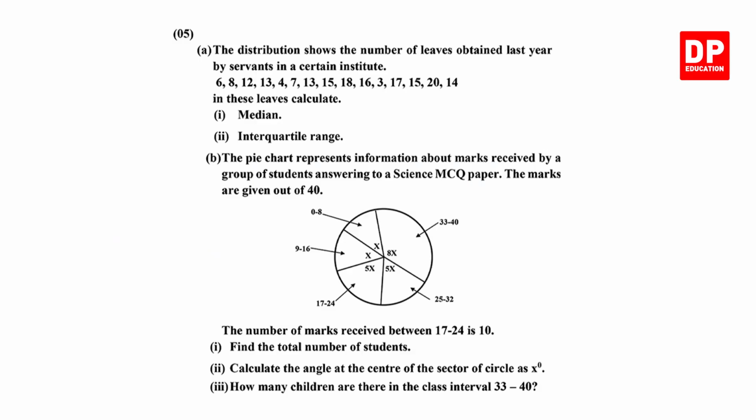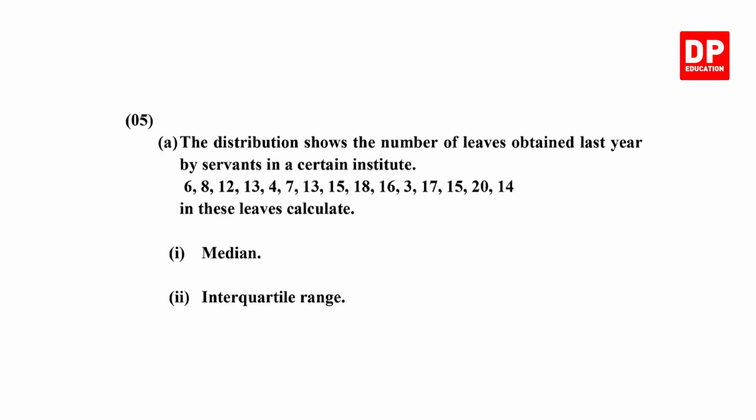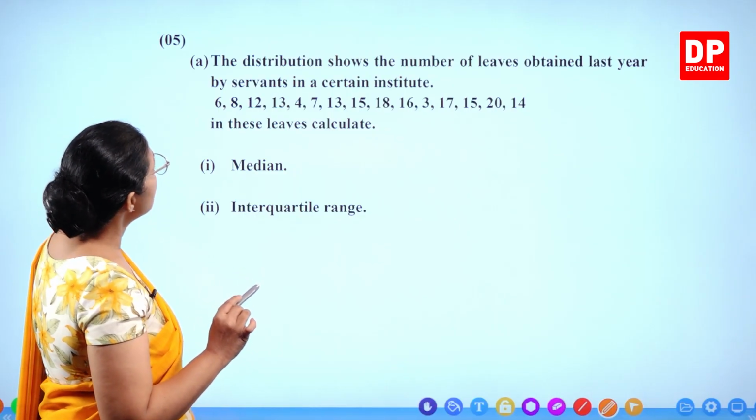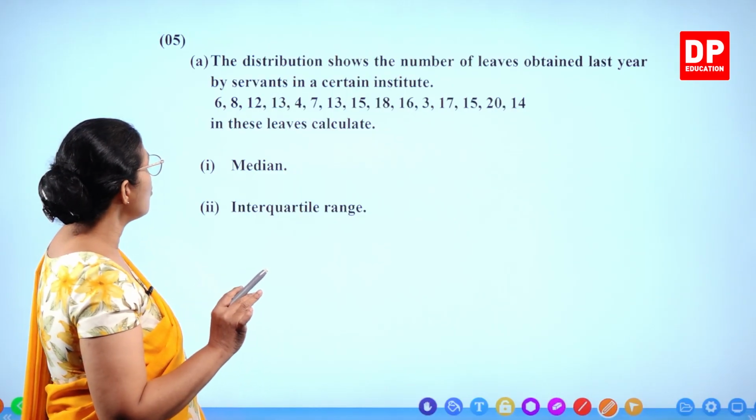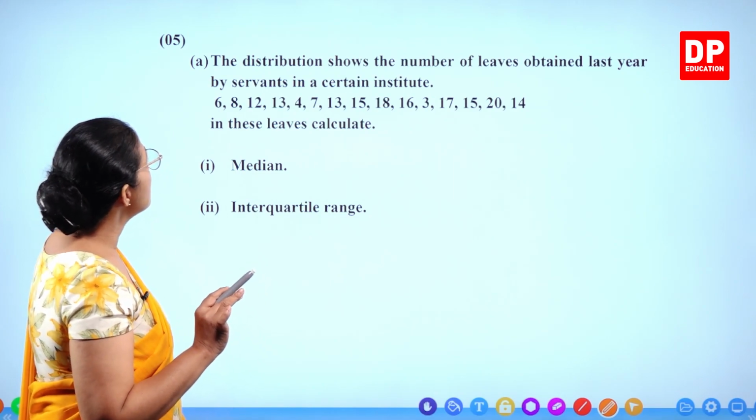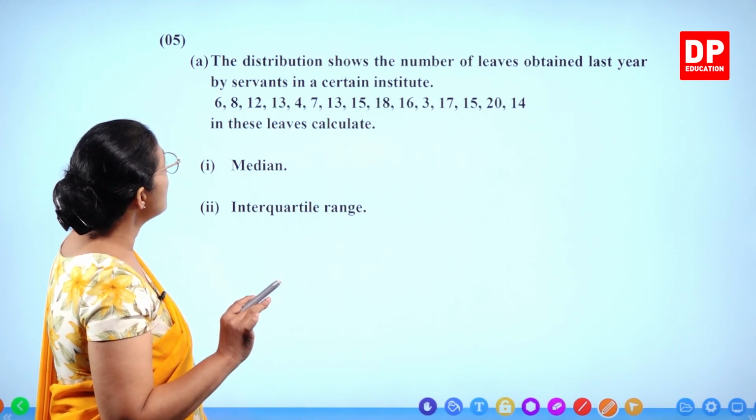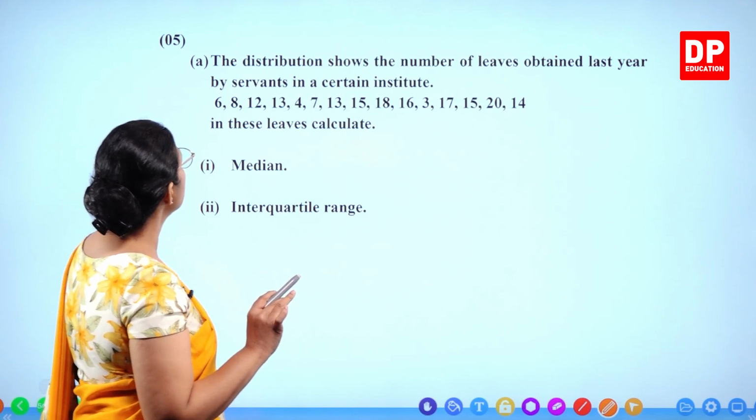Let's do the last question, question number 5. It's about statistics. The distribution shows the number of leaves obtained last year by servants in a certain institute. In these leaves, calculate the median. So this is not arranged in ascending order, so you have to arrange this data set in ascending order to find out the median.